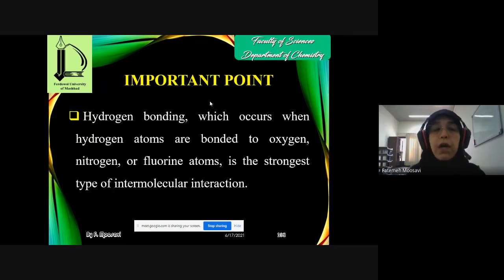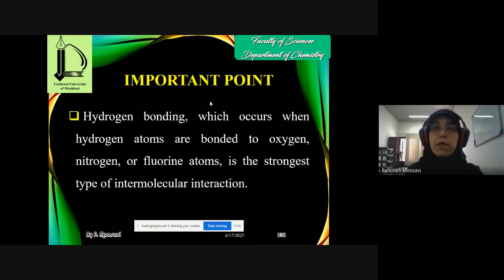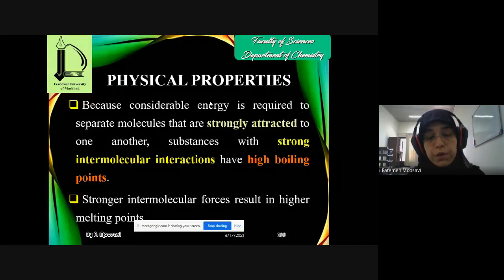To conclude, I should say that hydrogen bonding occurs when hydrogen atoms are bonded to oxygen, nitrogen, or fluorine atoms. This is a strong interaction among the intermolecular forces, because considerable energy is required to separate molecules that are strongly attracted to one another. Substances with strong intermolecular interactions have high boiling points.